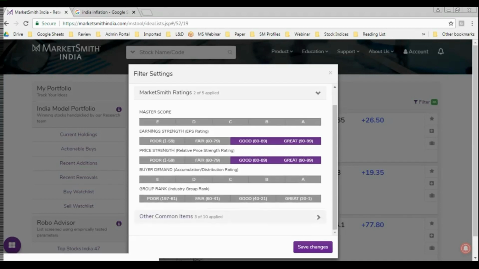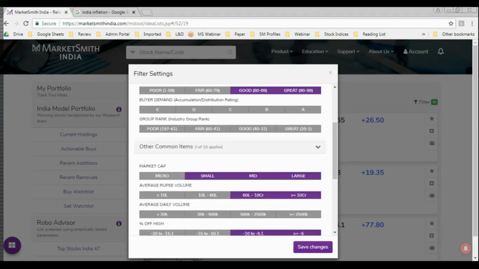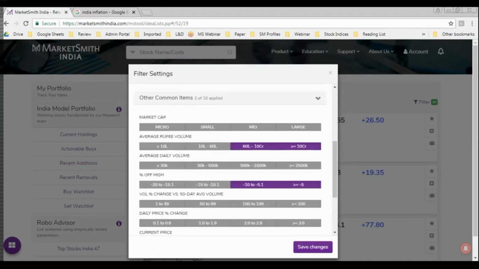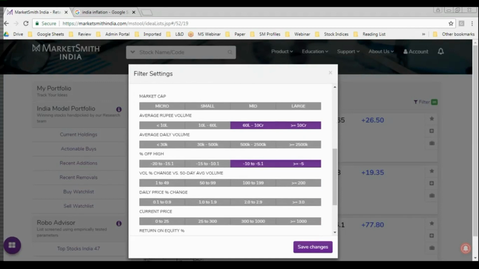Next up is what kind of market cap you're looking at. For now, I am market cap agnostic, so I'll not have this filter right now. It could be from any space. Average rupee volume is important because liquidity is very important while investing. So I'm looking at a 50-day average rupee volume of at least 60 lakh rupees.